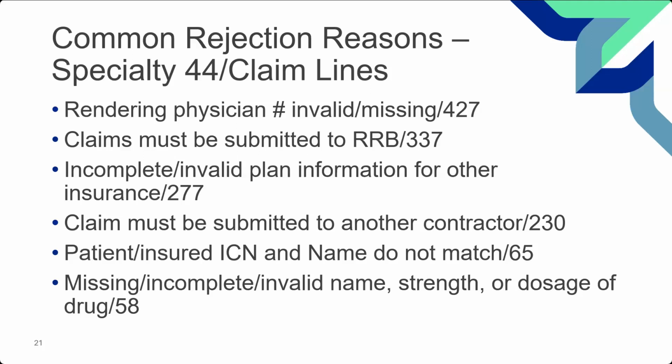277 rejections during that 3-month period occurred for Specialty 44 because there was an incomplete or invalid plan information for other insurance. So in other words, you told us on the claim, yes, there's other insurance, but you neglected to, or it was just missed. We understand it happens. The information was either invalid, it was entered and it's invalid, or it was incomplete.